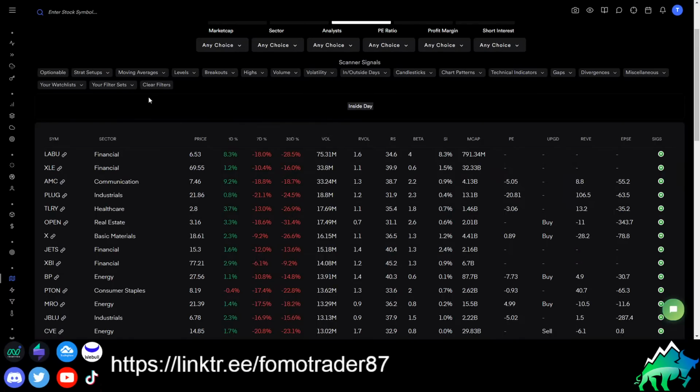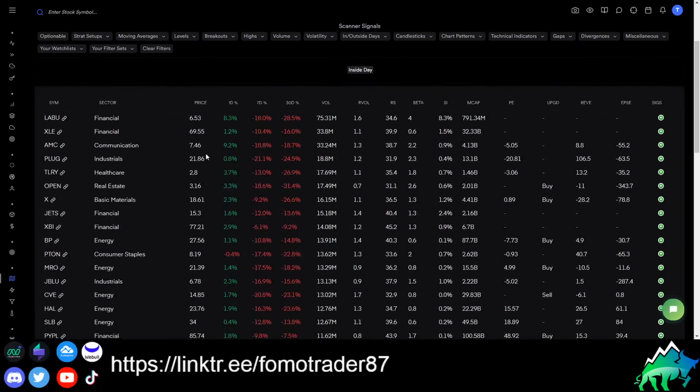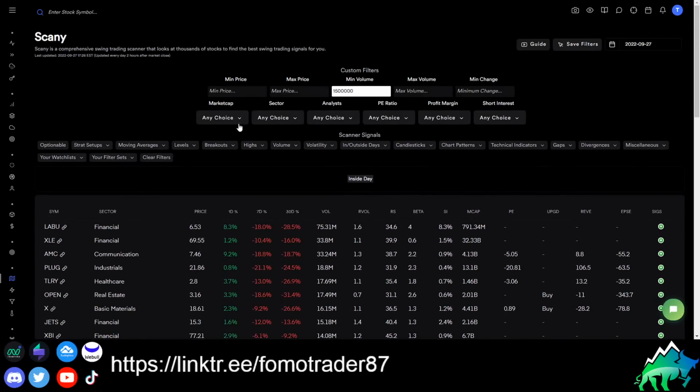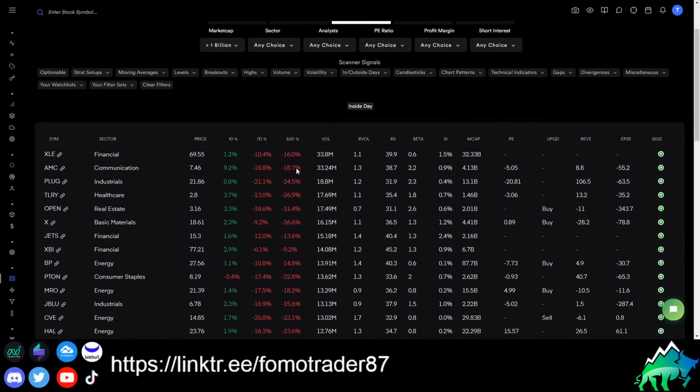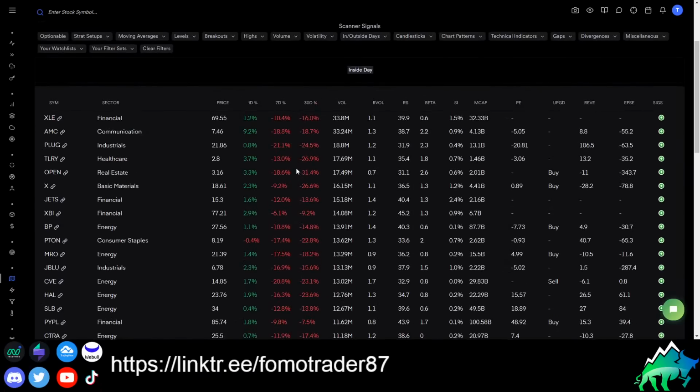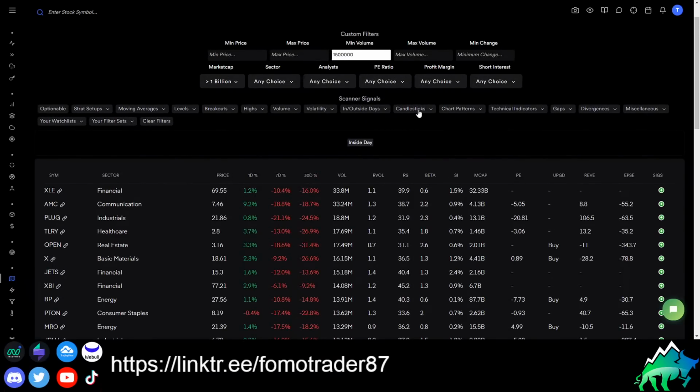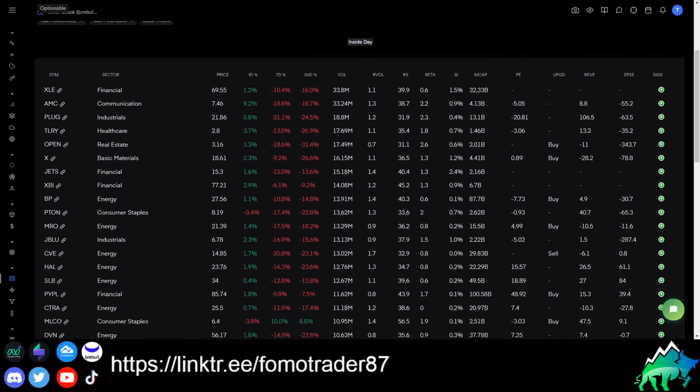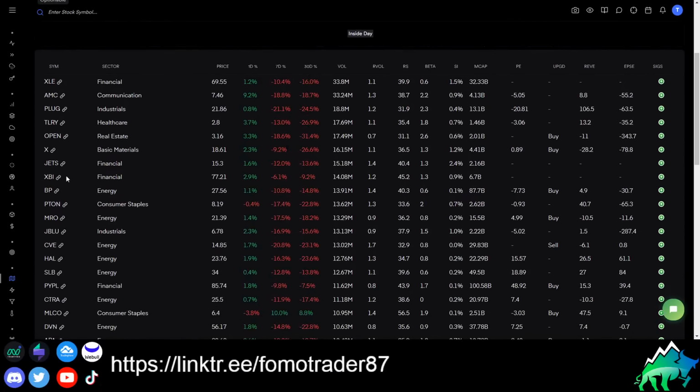So here are the results that come up. Labu, XLE, AMC, Plug, Tilray. So I like to have something that has a big market cap. So we're going to look over 1 billion, which will also sort out a lot of stuff that doesn't have a lot of liquidity and a lot of volume in the options world. So the first one I see here that draws my attention in this list is PayPal.